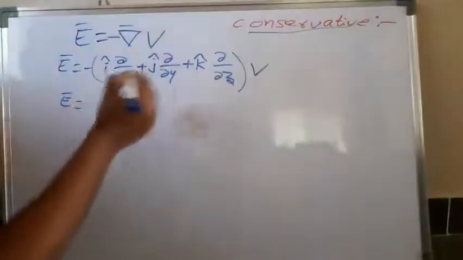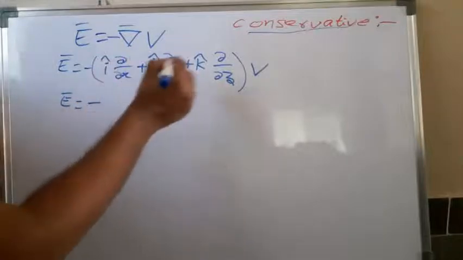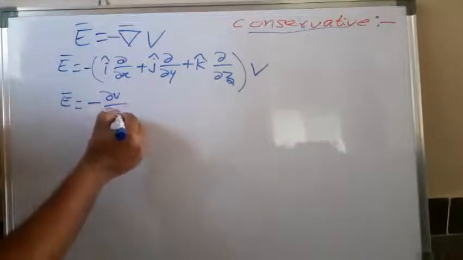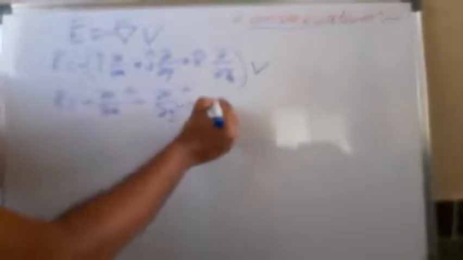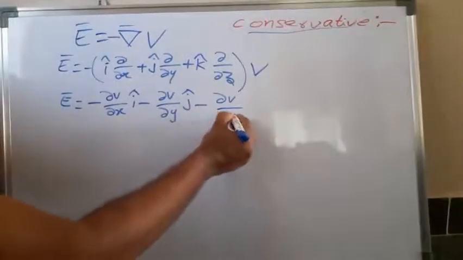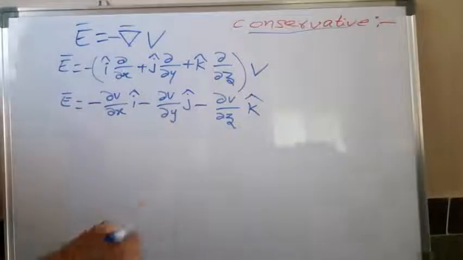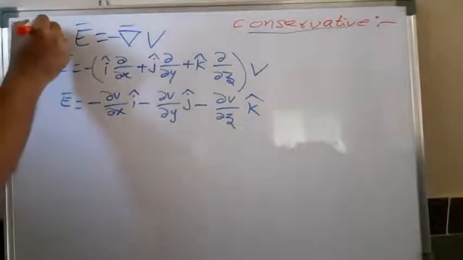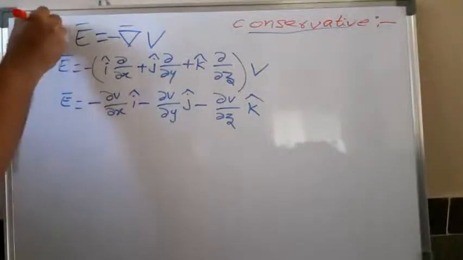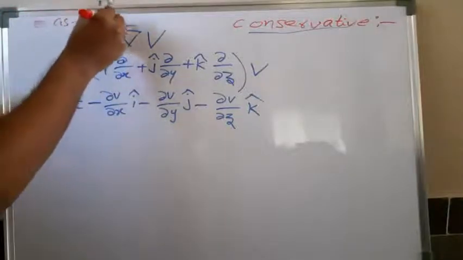Then the electrostatic field vector, in terms of potential, is equal to minus dou V by dou x i cap, minus dou V by dou y j cap, minus dou V by dou z k cap. Okay, let me do one thing. Now what I am trying to do is show the electrostatic field as irrotational.